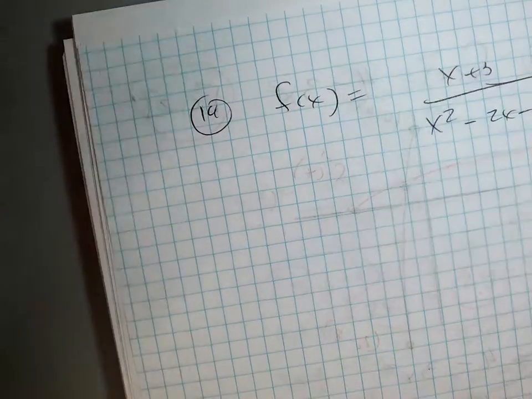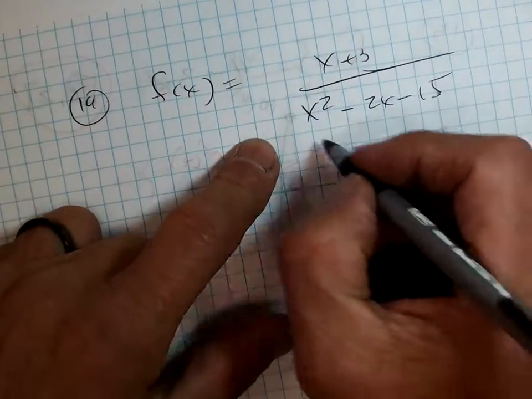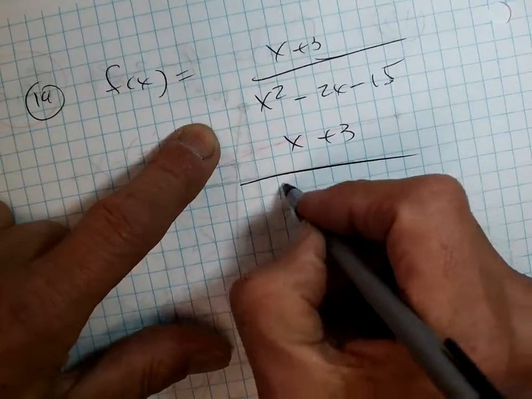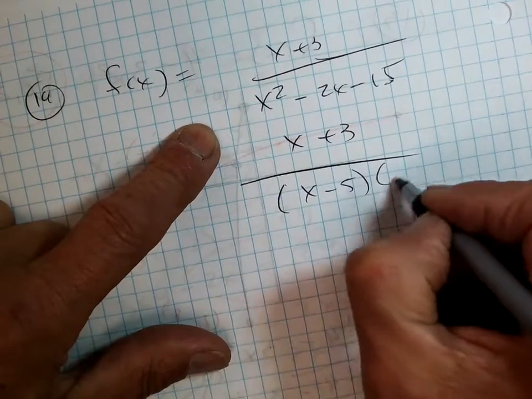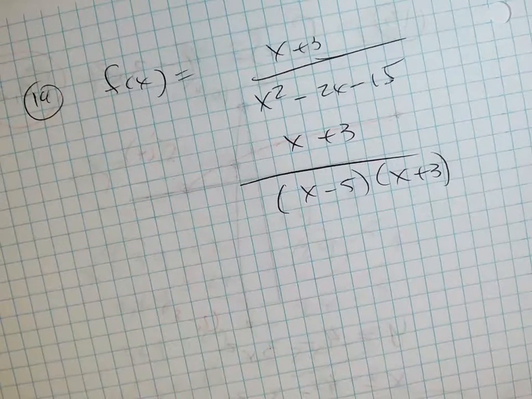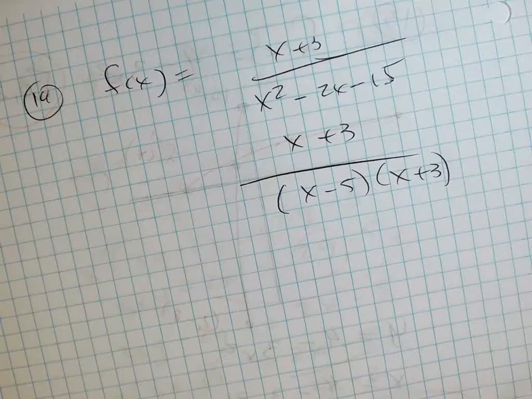The first thing I'm going to do is factor. I'm going to rewrite it so it's x plus 3 over an x minus 5 and an x plus 3. I'm going to do that first. Just factor wherever you can, because it tells me two things. Can't divide by 0. 0 on the bottom is bad.